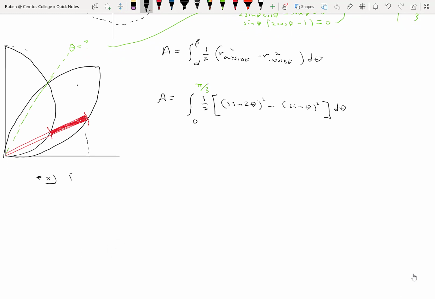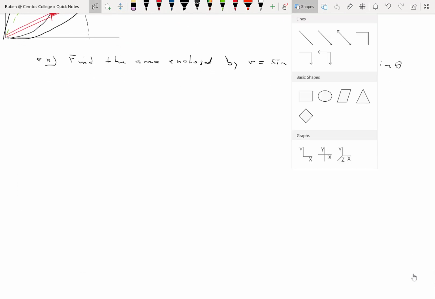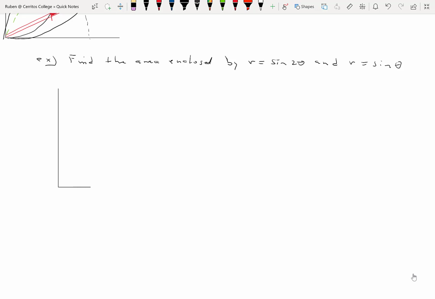So here's our statement of the problem. For our last example for this section, I want to find the area enclosed by both curves, r equals sine of 2 theta and r equals sine of theta, the rose and the circle. Okay, so here's a quick drawing of our region again. I'm interested in the area enclosed by both curves. Let's draw that again. Here's r equals sine of theta. Here is r equals sine of 2 theta.